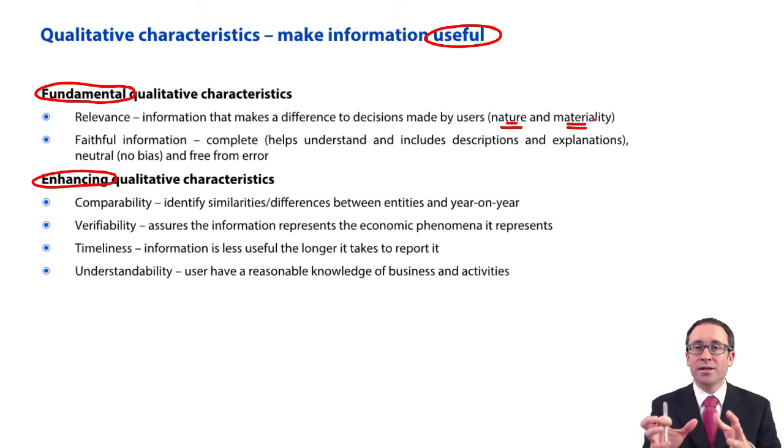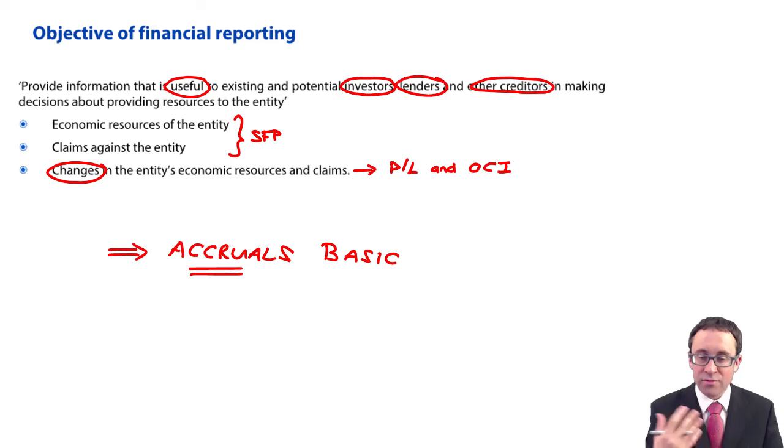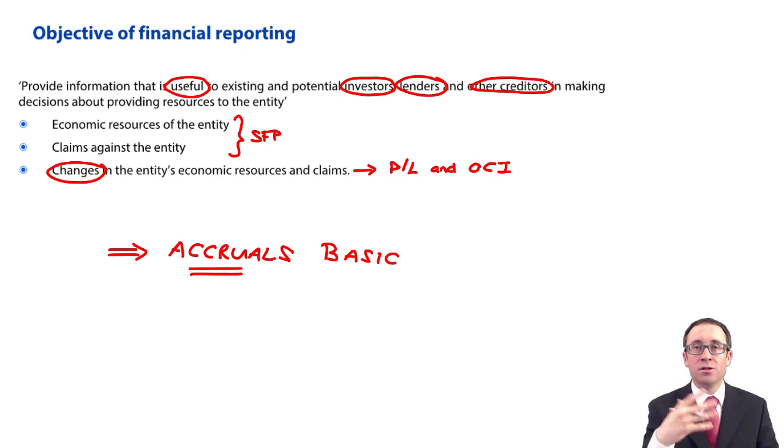If that's the case, then if we can follow these qualitative characteristics in all of the transactions that we enter into, then that information that is portrayed within the financial statements, so within the statement of financial position, looking at the assets and the liabilities, so the resources and the claims, and looking at the changes within them, is going to be useful. The more useful it is, the more informed the decisions that can be made by those investors, the lenders, and the other creditors.